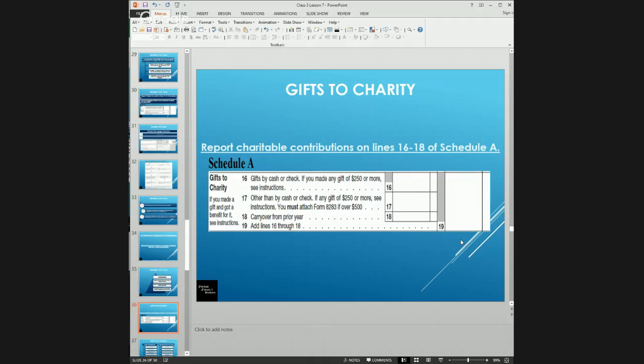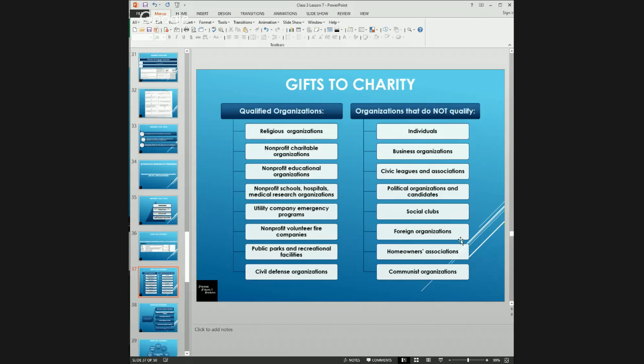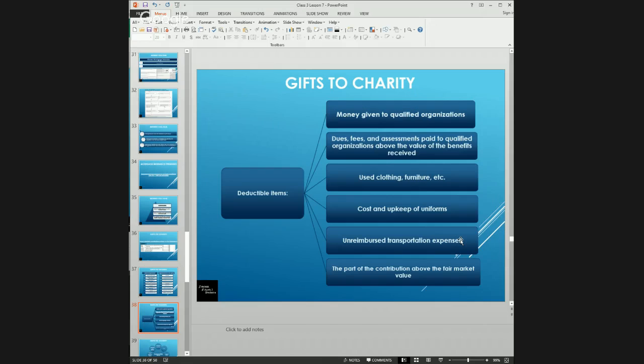Gifts to charity. You can report charitable contributions on lines 16 through 18 of the Schedule A, and here are the qualified organizations as well as organizations that do not qualify. So while you may have made a charitable payment to an individual, and we see a lot of fundraisers where people are asking for assistance, if it is not to a qualified organization, then you would not be able to deduct it on your federal income tax.